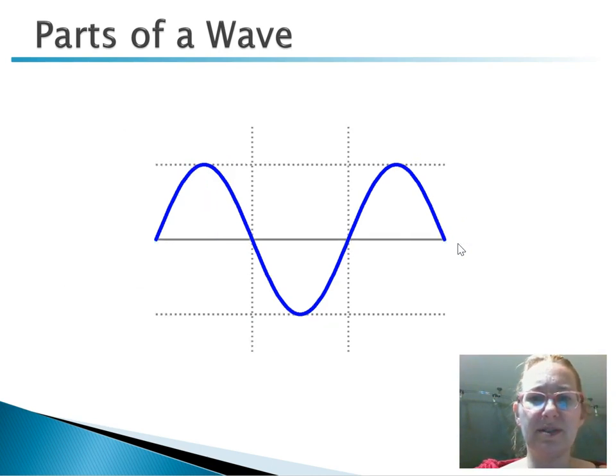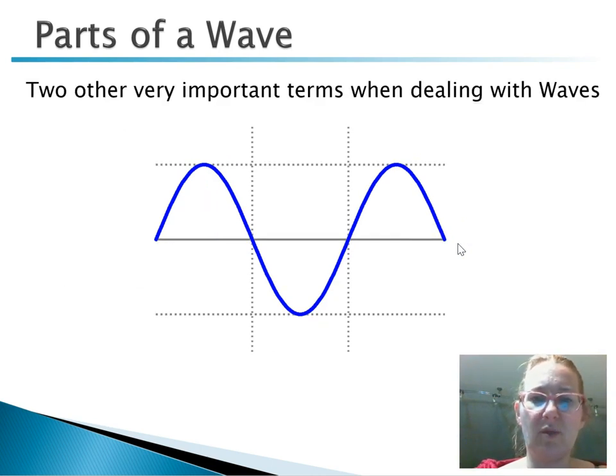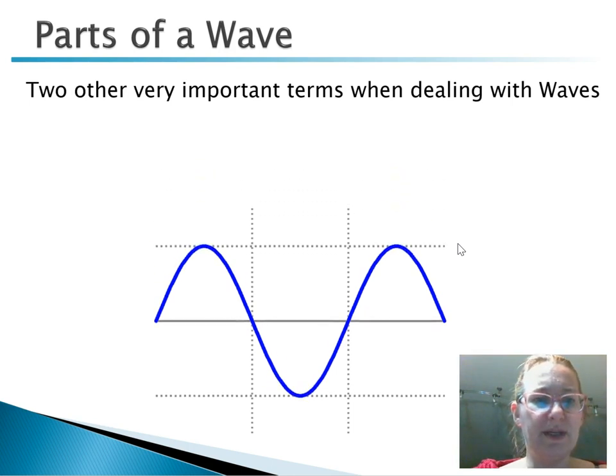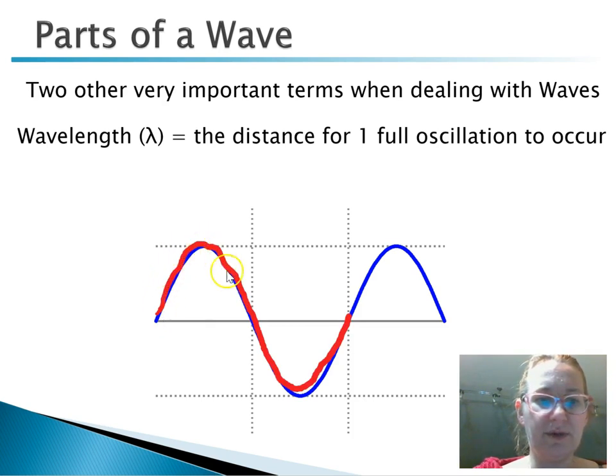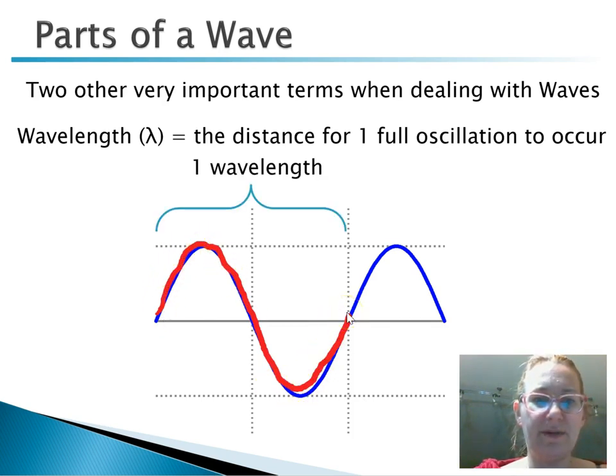Now, there are a few other important terms when talking about waves that I want to cover. The first one is wavelength. Wavelength is given the Greek letter lambda, which is kind of like an upside down Y. Wavelength refers to the distance in which one full oscillation occurs. So here's a full crest and a full trough, and therefore that would be one wavelength of this wave. Another easy way to measure wavelength is to go from the very top of this crest to the very top of the next crest. Either way, you're getting one full oscillation, and that is the wavelength of a wave.